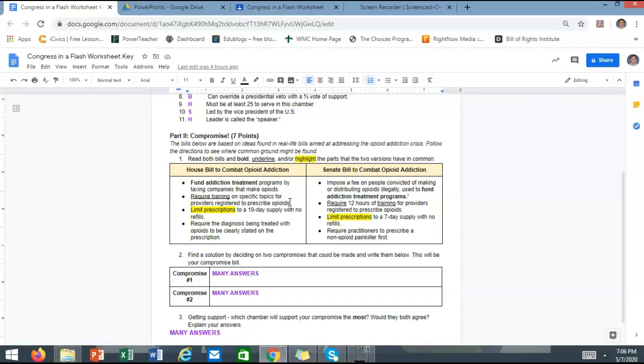A lot of people came up with entirely new ideas that were nowhere to be found in these bills. You are not creating compromises for this bill. You are creating an entirely different bill. And that's not what this was asking. Some of you put quite a bit of thought into that, so I wasn't entirely upset. That was probably my fault for not explaining it clearly enough. But that's what question 2 was trying to figure out, is how can we compromise between what they already have, looking at what they have in common, and then finding middle ground between what's different.